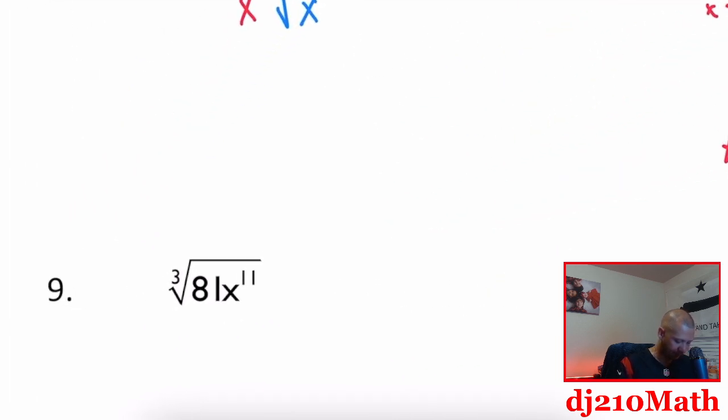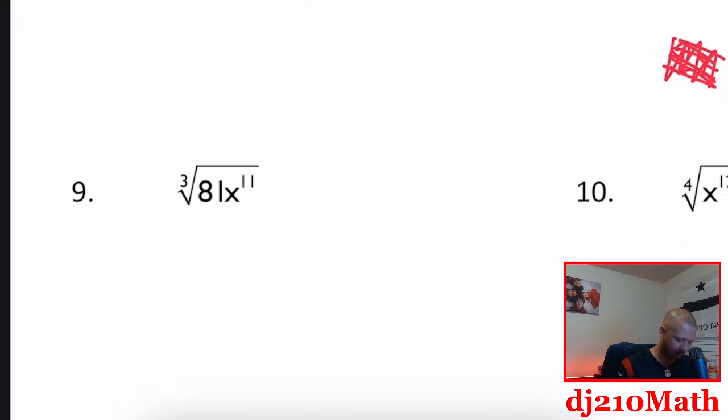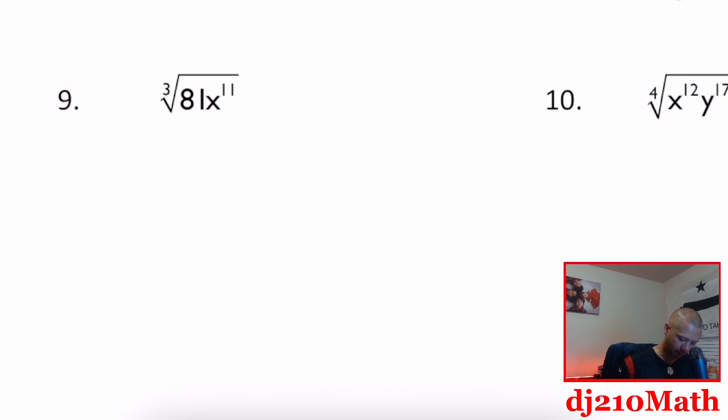Okay, let's look at number 9. Number 9 is the cube root of 81x to the 11. All right, so let's look at the number first. 81 is 9 times 9. 9 is 3 times 3. 9 is 3 times 3. And then there's 11 x's.